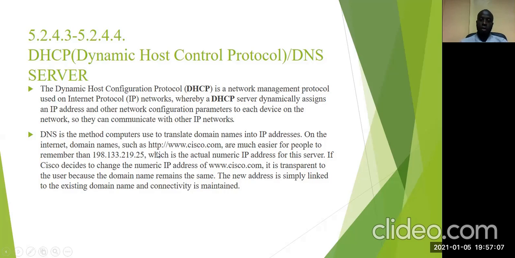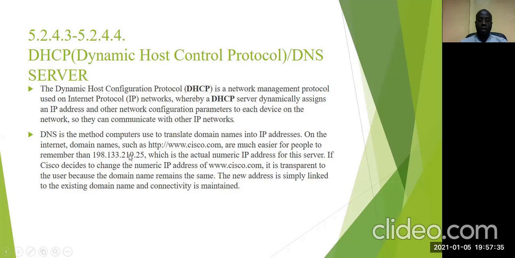In this case, computers don't know text. All they know is numbers. But human beings understand text better than numbers. It is very easy to remember www.cisco.com than 198.133.219.25. So it's very confusing. Not everybody can understand that.